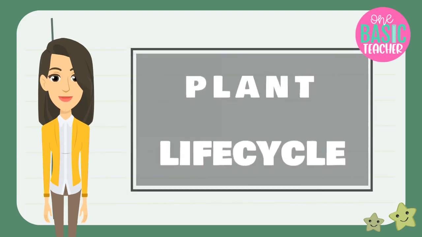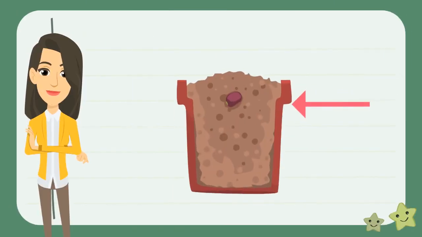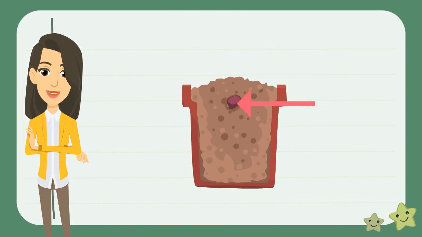In this episode, we're going to learn about the plant life cycle. It takes time for a seed to grow into a plant. There are many steps involved. First, the seed is planted in the soil, and then it's given water and sun to grow.